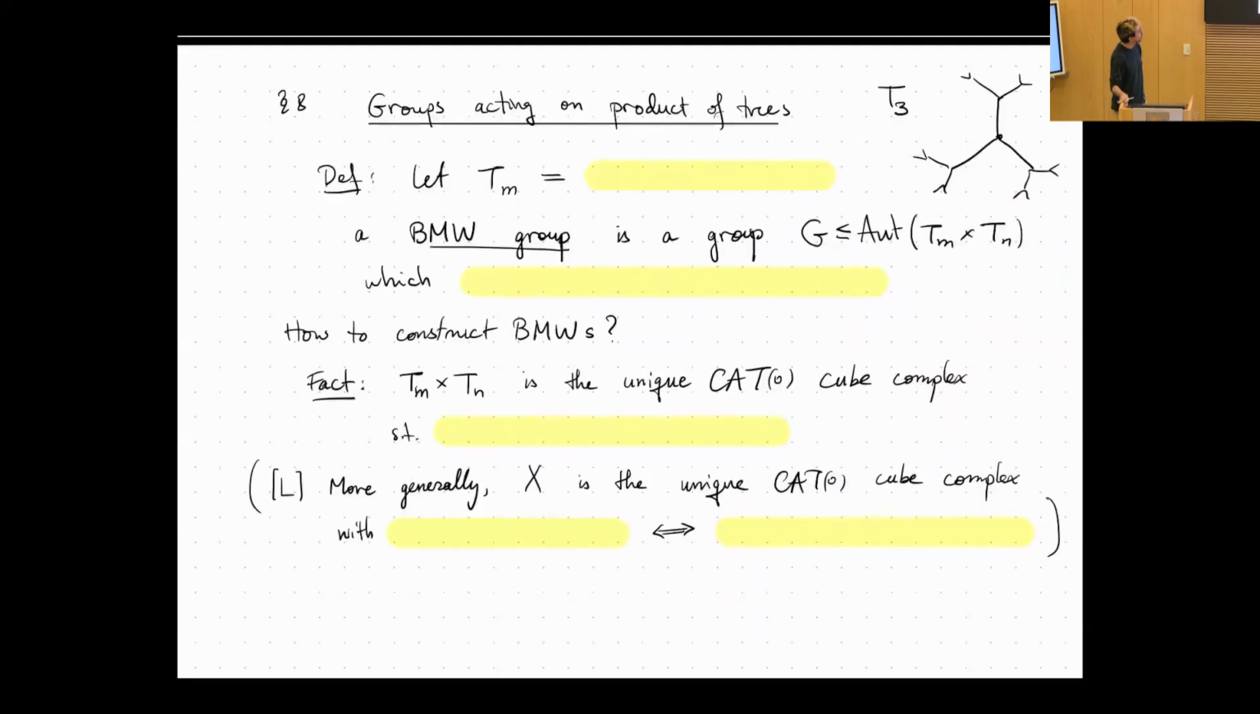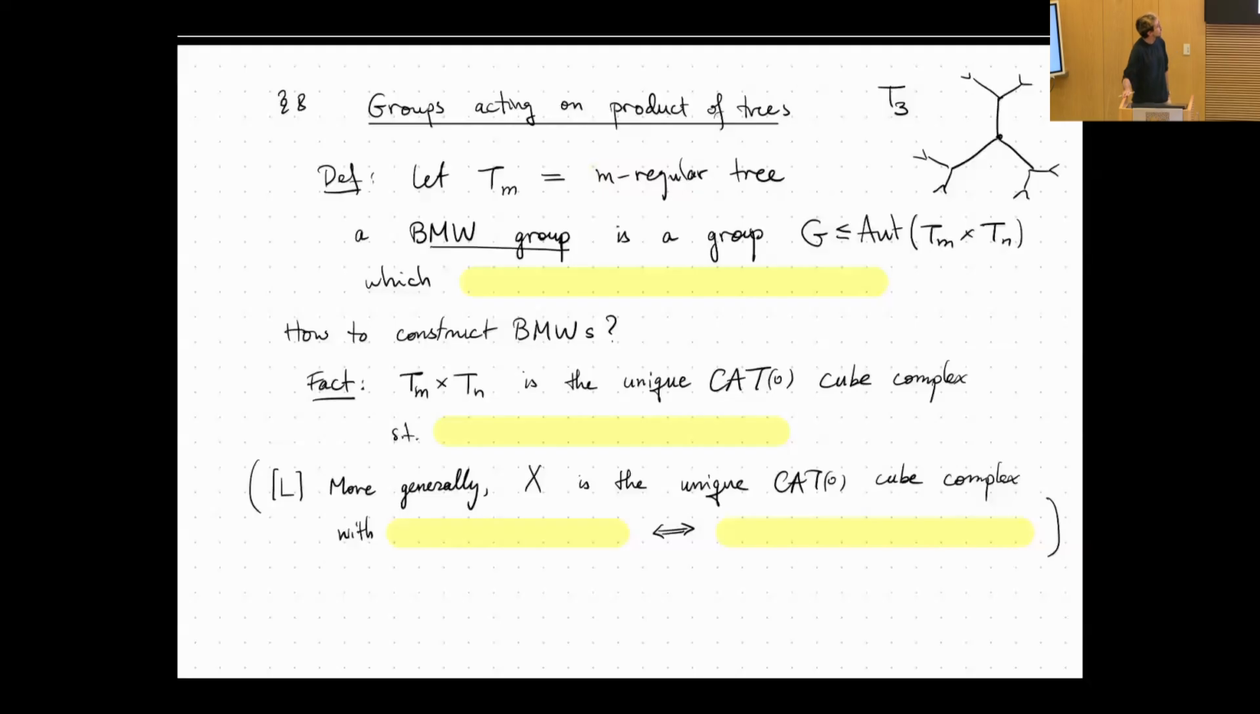So the groups we're going to construct are going to be acting on products of trees. Okay, so let's denote by T_m the m-regular tree. It's not rooted, okay? So for instance, T_3 is this guy on the right. Okay, and infinite, right? No leaves.